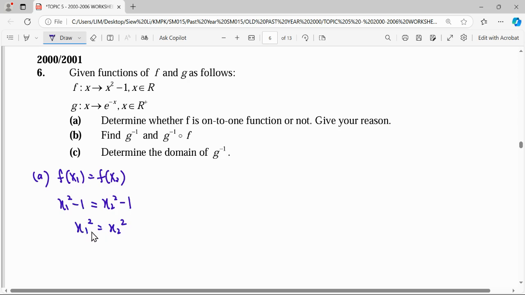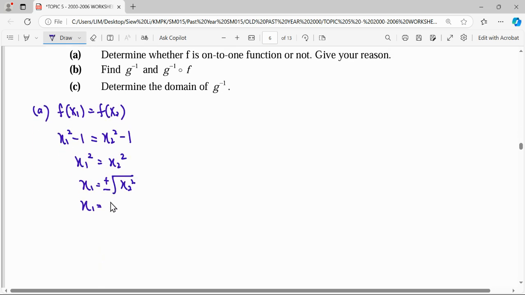Then when you want to move your square to the right hand side, remember you have two answers. Quadratic, when you're solving, always gives two answers. So it will be positive, negative. Then the square root and square we can cancel. So which means that x1 can be equal to x2. Another answer, x1 equals negative x2. So we have two answers. With this kind of situation, we can say that x1 is not equal to x2, one answer only.